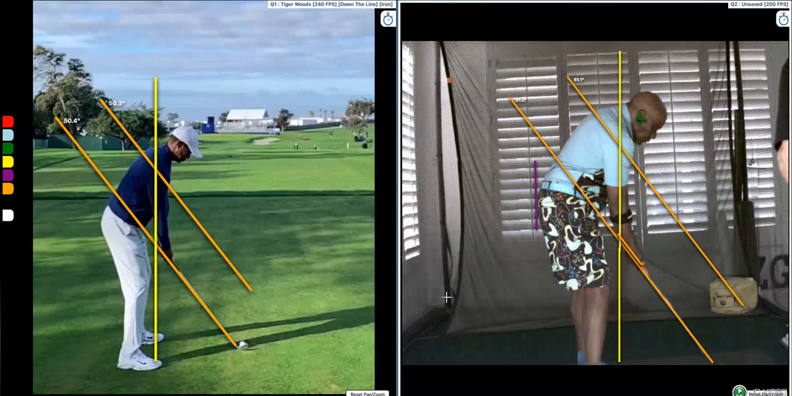Skip, this is your first full swing lesson. It's March 20th, 2025. Let's look at your swing to begin with.